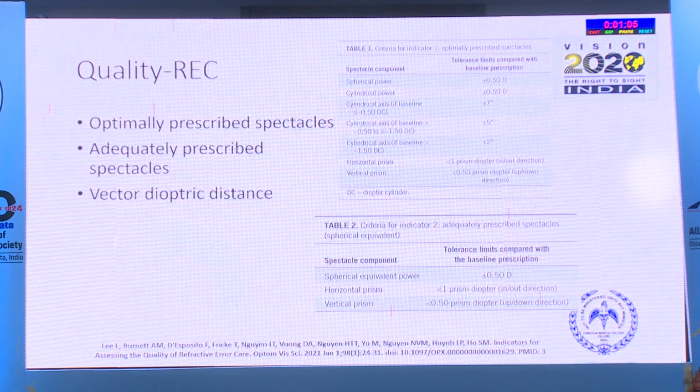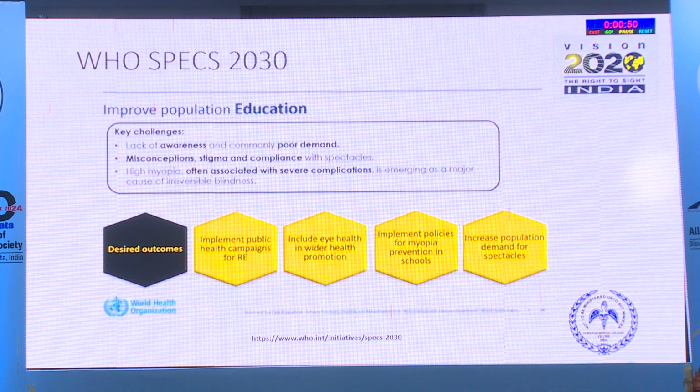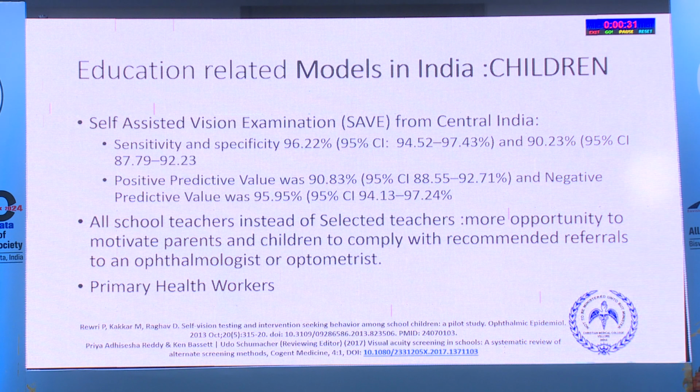Remember that the quality of the spectacles also has to be kept in mind, and there are prescribed indicators for this. Personnel has always been a challenge, but we hope to increase the workforce, train them, and foster innovation for screening. To me, it seems like Dr. Rao had also alluded that awareness and demand generation would be the key challenge. We need to implement campaigns, include eye health in other health programs, implement policies, and increase the demand for spectacles. For children, we will need to adopt as many models as are currently available in the country because no one size fits all.